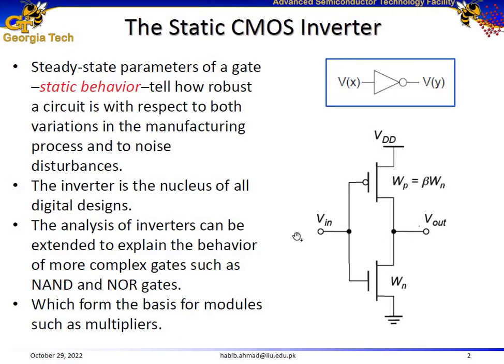Then what happens if the input is high? Which of the transistors is going to be conducting? The NMOS is going to be conducting, and the PMOS would be turned off, cut off. Alright, so this capacitor is going to start discharging via the NMOS.